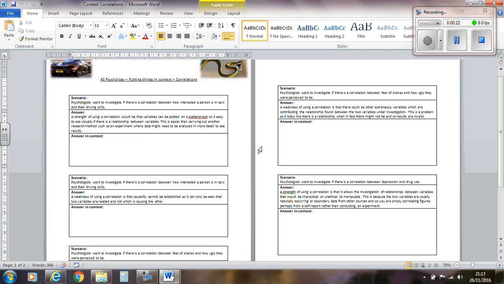So the strength of using a correlation would be that variables can be plotted on a scatter graph so that it's easy to see visually if there's a relationship between variables. This is easier than carrying out another research method such as an experiment, where data might need to be analysed in more detail to see results.